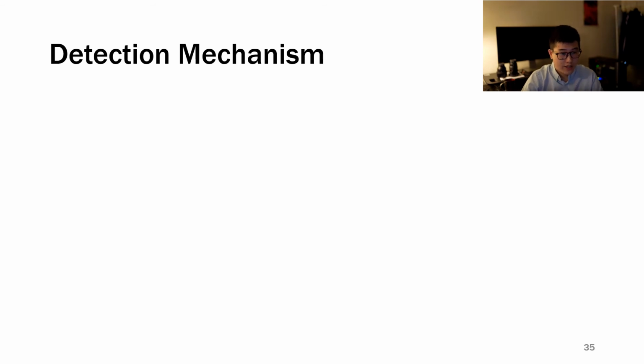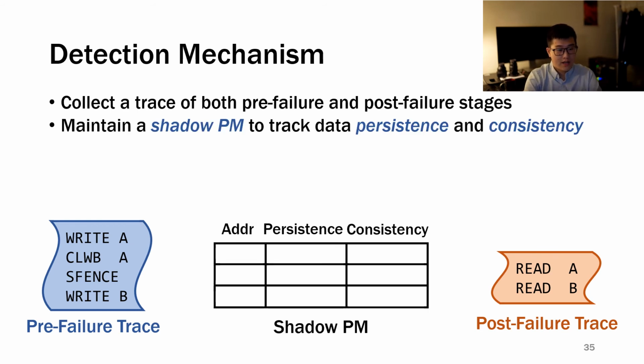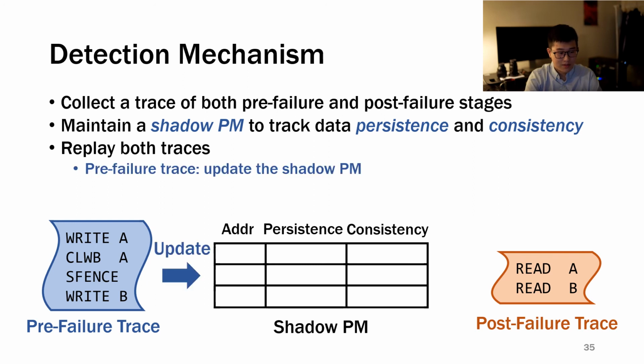Now let's move on to the detection mechanism of the cross-failure detector. The cross-failure detector collects traces of both the pre-failure and post-failure stages, and maintains a shadow persistent memory to track the persistency state and consistency state. During runtime, it replays both traces. The pre-failure trace updates the shadow persistent memory by updating the persistence and the consistency of the location being updated. The persistency is guaranteed by instructions, say CLWB and SFENCE. So by replaying those instructions, we can update the state.